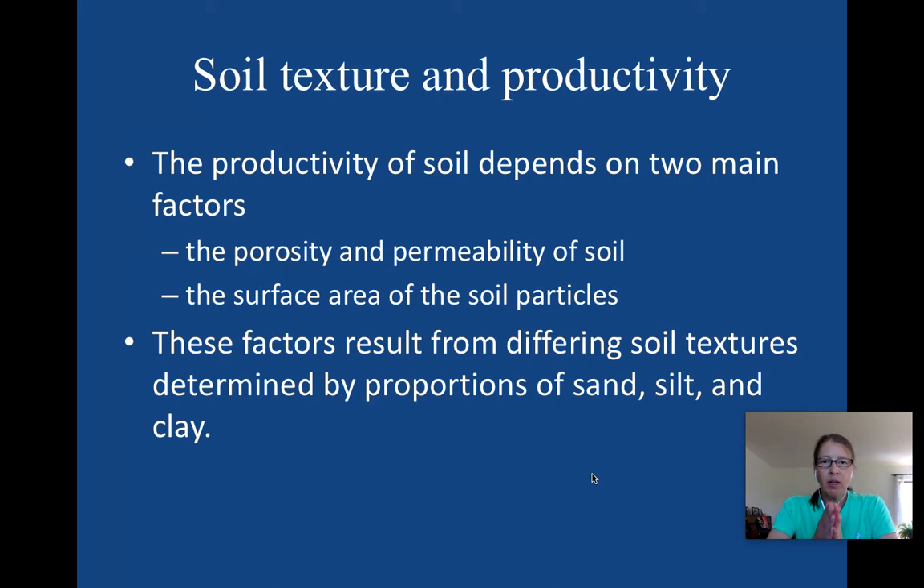The productivity of soil is going to depend on two main factors: the porosity and permeability of the soil, and the surface area of the soil particles. Porosity is how many little pores and air spaces it has, and permeability is how easily water and other things can get through it. Surface area matters because it allows nutrients and water to stick to the particles. If you have a high surface area to volume ratio, you can have more water and nutrients sticking to the soil. A smaller particle has a greater surface area to volume ratio.